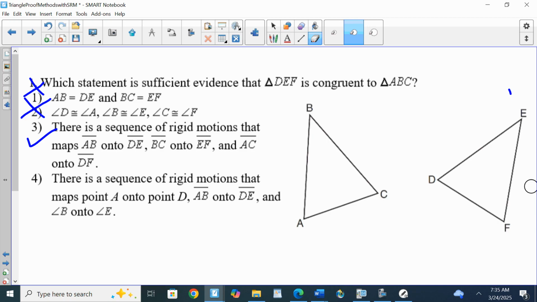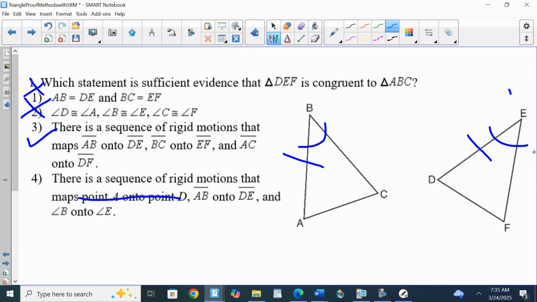We've got, there is a sequence of rigid motions that maps point A onto point D. That's useless. Angle A onto angle D would be good, but point A onto point D means nothing. AB onto DE is good. Angle B onto angle E is good. That's only 2 things. If it said angle A onto angle D, then that would be correct. That would be angle side angle, but it's not. Point onto point doesn't give you anything. Choice 3 is your answer.